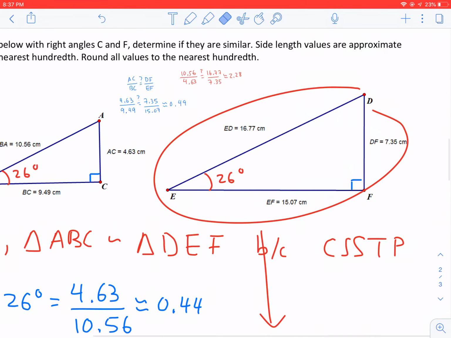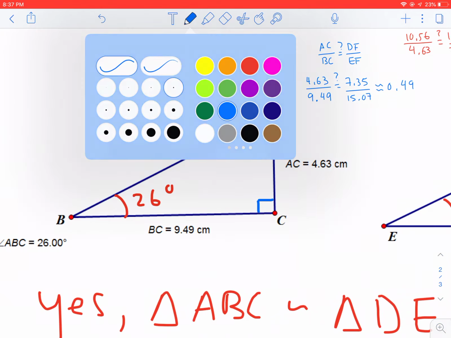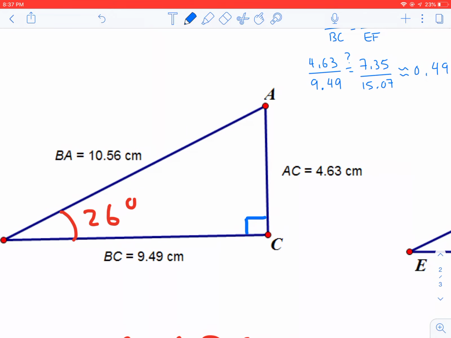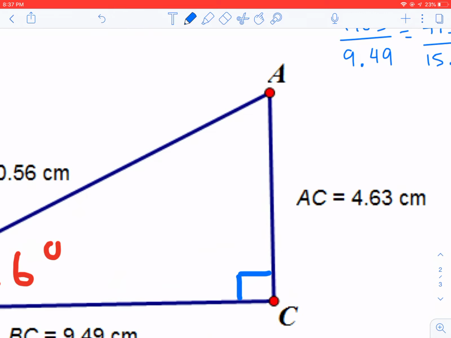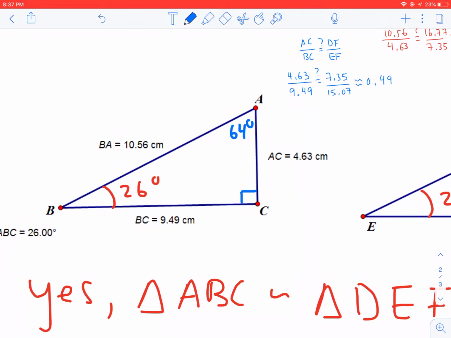So let's just do one more set. For example, if we know that's 26 degrees, well, we can find the missing angle. 90 plus 26 is 116. And then 180 minus 116, what is that? That's 64 degrees. So for example, if we do, let's do tangent this time.